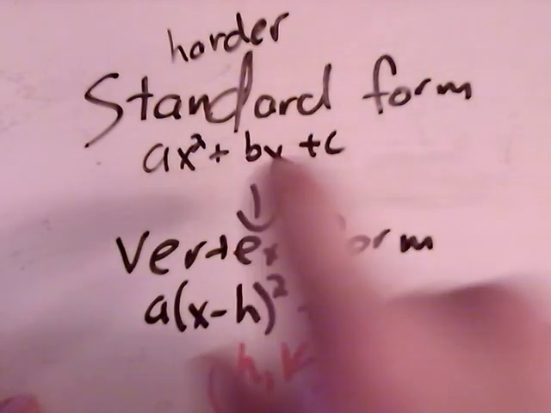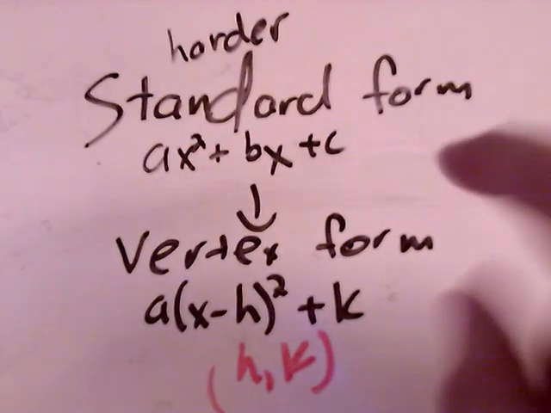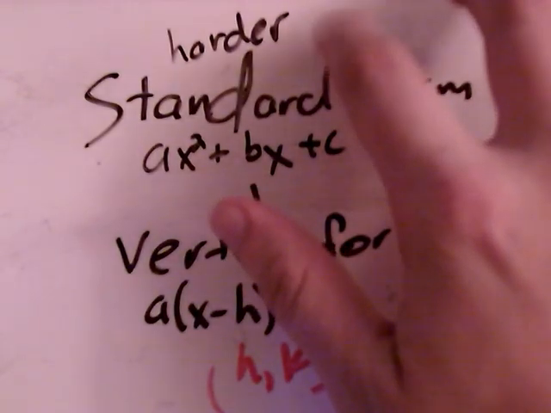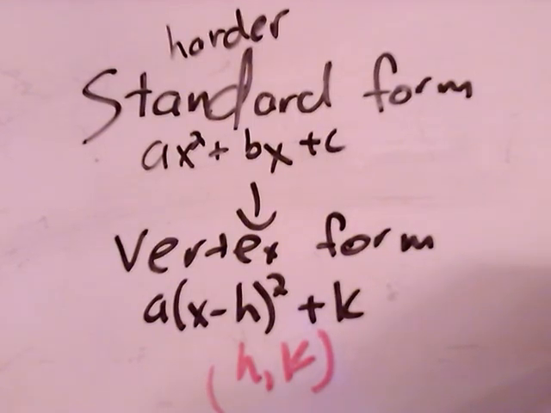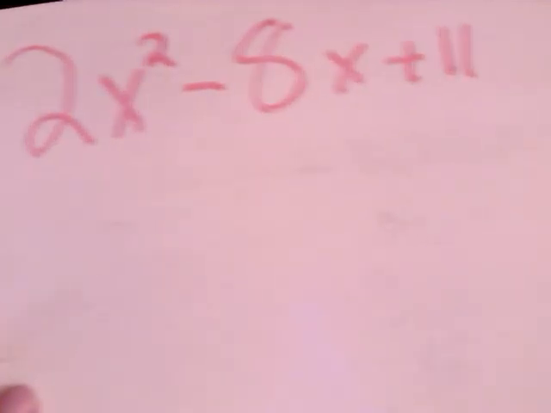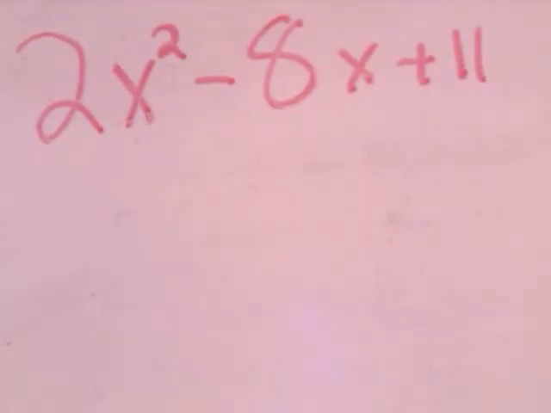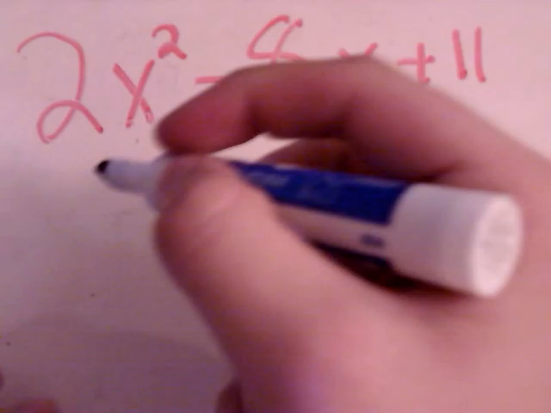Alright, in this video we're going to still talk about standard form to vertex form, but these problems will be harder. There will be a number in front of x squared. Unlike before, it was just a number 1, but now it's going to be something different. Alright, so we start with a problem like this. So remember, if you need to rewind, go ahead.